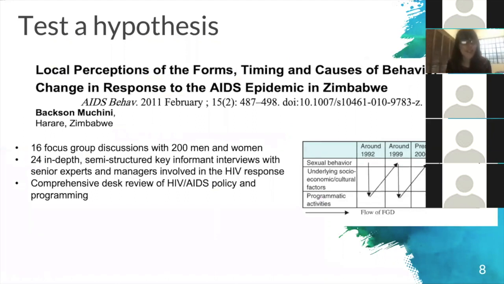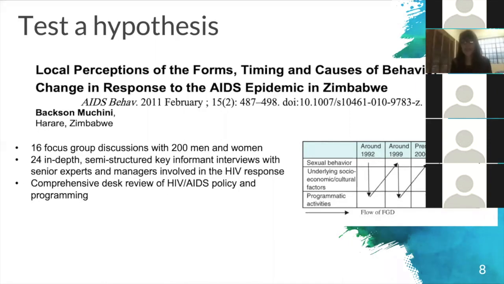This is just a second example. In terms of testing a hypothesis, going back to our Zimbabwe example of whether this reduction in prevalence was driven by a change in sexual behavior, this question has been examined in thorough detail, and there are about 20 papers about this just for Zimbabwe. But one of these is a qualitative research paper that looked at local perceptions of the forms, timings, and causes of behavior change in response to the AIDS epidemic in Zimbabwe.